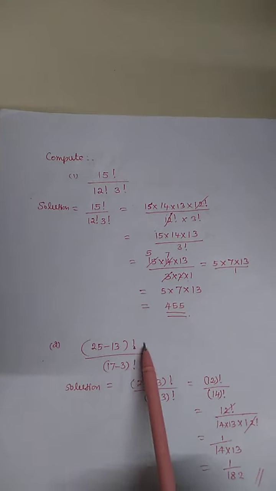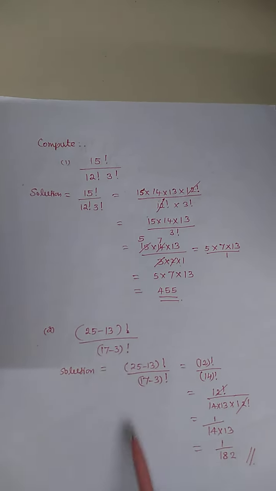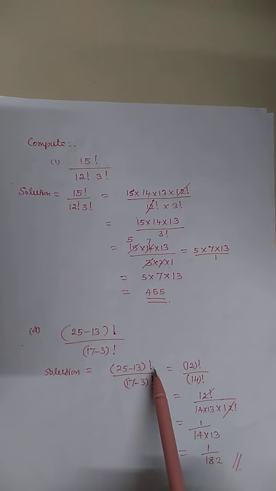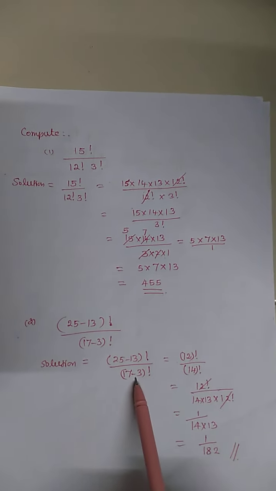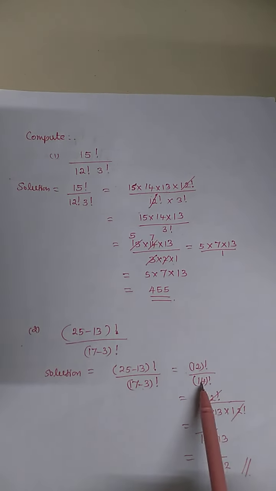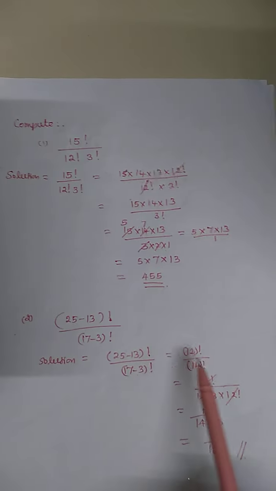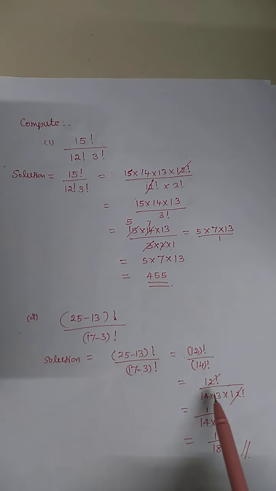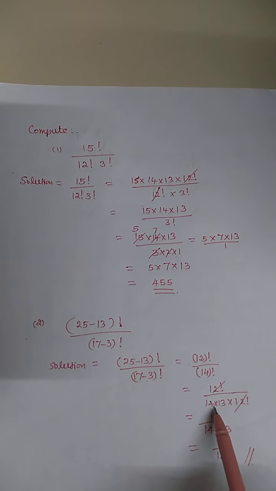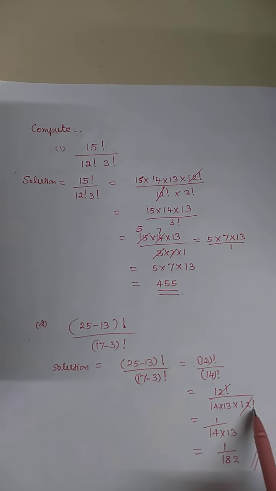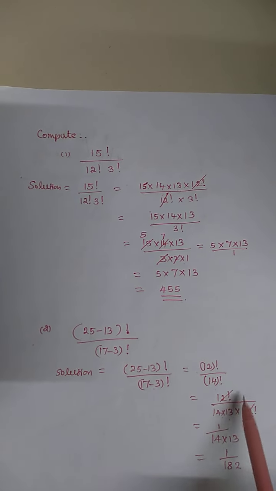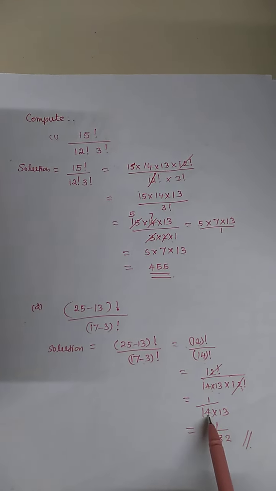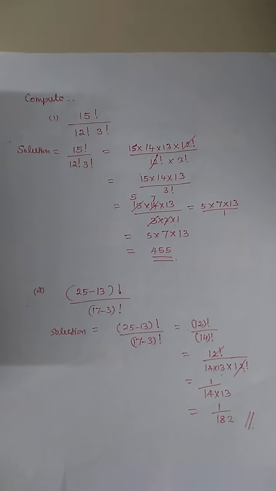Next, (25 minus 13) factorial divided by (17 minus 3) factorial. So (25 minus 13) factorial is equal to 12 factorial, since 25 minus 13 is 12. And 17 minus 3 is 14, inside the bracket, and the whole bracket is 14 factorial. In the numerator 12 factorial and the denominator 14 factorial. So 12 factorial divided by 14 factorial is expanded to 14 into 13 into 12 factorial in the denominator. The 12 factorial in the numerator and 12 factorial in the denominator cancelled. So 1 divided by 14 into 13, 1 by 182 is the answer.